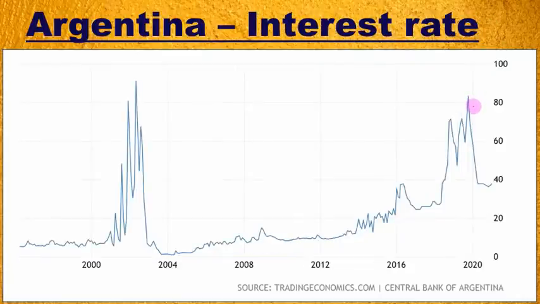The interest rate has also been rising since 2013, as you can see here. And it actually went higher than the inflation rate in 2019. So that's over here. It went above 80% here. And at that time, as we saw in the previous chart, the inflation rate was 60%. So that means the real interest rate was plus 20%.